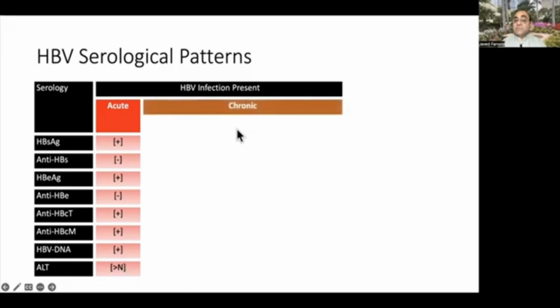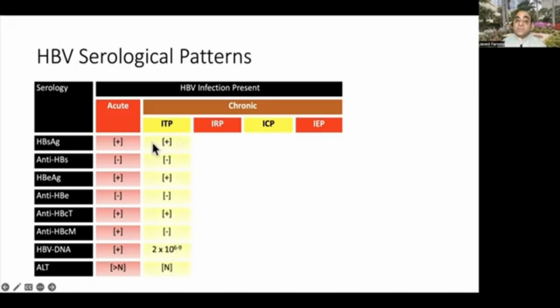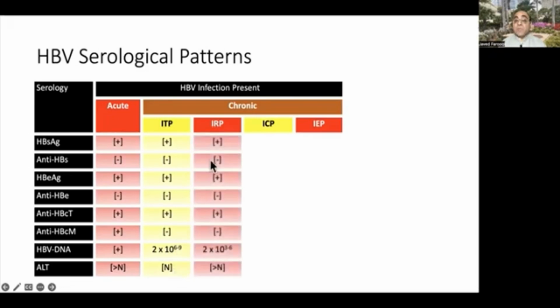The chronic hepatitis B phase, we know, has 4 phases: immune tolerant, reactive, control, and escape. In the immune tolerant phase, again, HBs antigen positive, anti-HBs negative, E antigen positive, E antibody negative, core antibodies positive, IgM negative, PCR positive, with a high DNA level, and the ALT level normal. In the immune reactive phase, the same: HBs positive, anti-HBs negative, E antigen positive, E antibody negative, core antibodies positive, IgM negative. The PCR is raised, but not as raised as in the immune tolerant phase, and ALT is raised here.